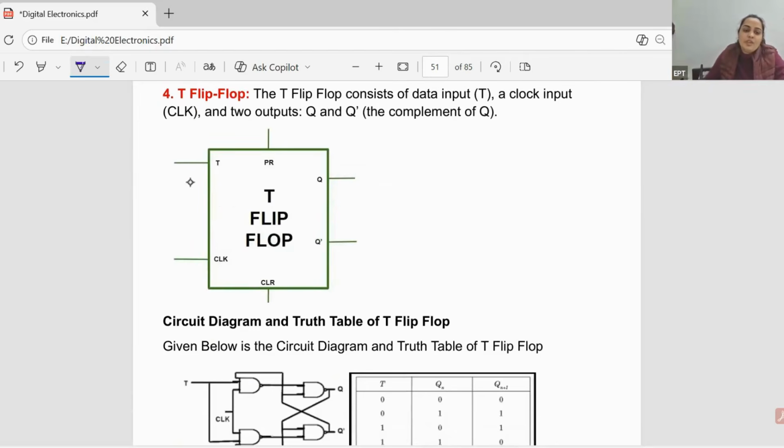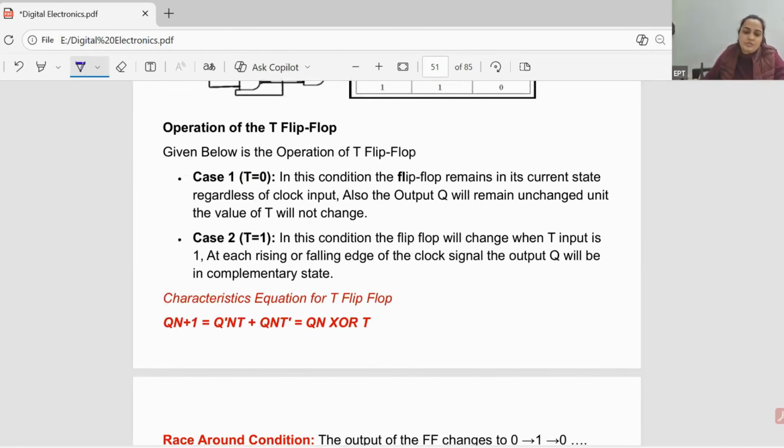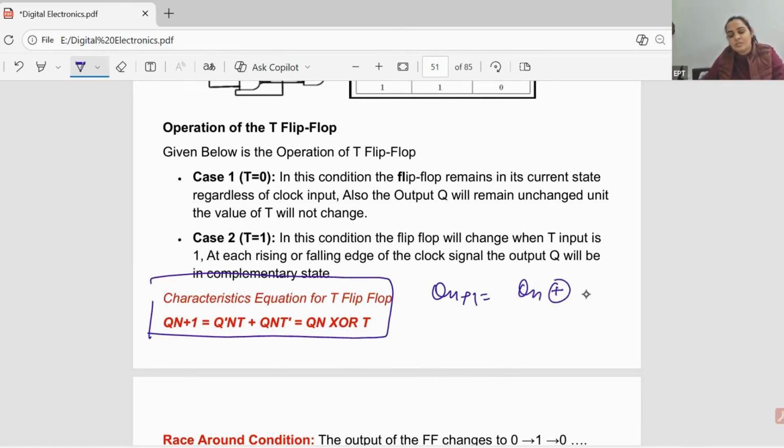T flip flop. If the value of T is 1, then output will continuously toggle. It will go like this. If T is 0, then it is going to be in its hold state. Okay, so this is the expression for this: Qn plus 1 is nothing but Qn XOR T.